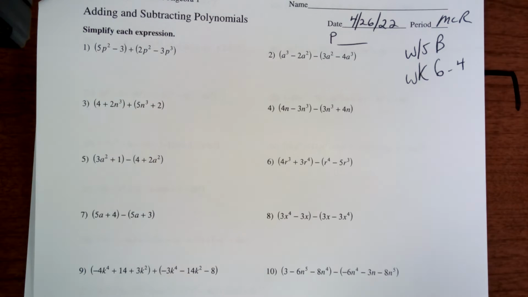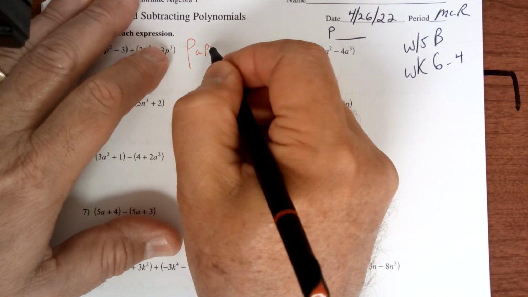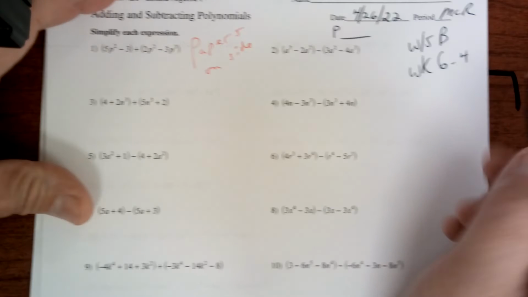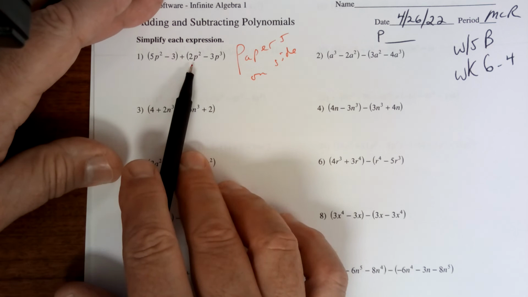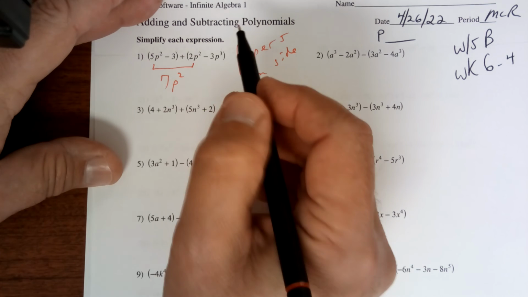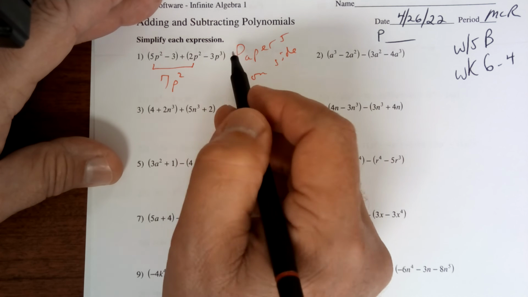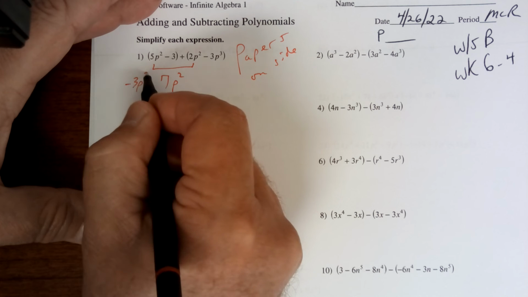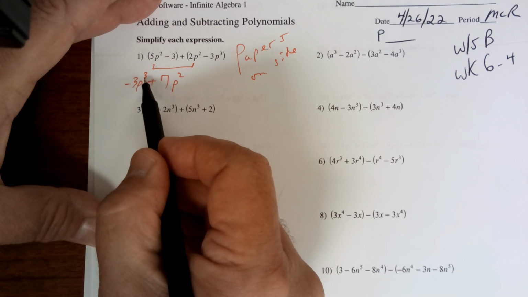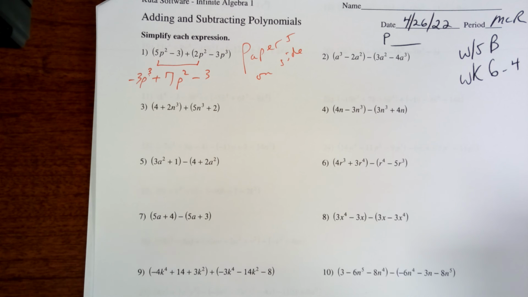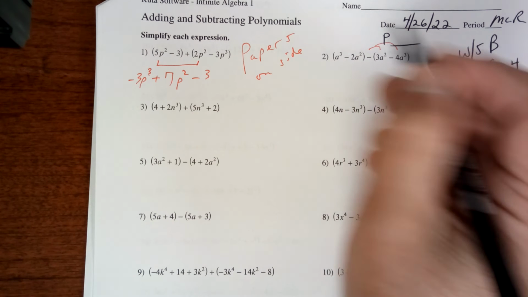Let's turn our attention to MCR. So the papers are on the side. Go ahead and help yourself. If it's a plus sign, you don't have to do anything but add it up. So this is going to be 7p squared minus 3p to the third, which should come first, to put it in the bigger exponent, and then minus 3. Now, if it's a negative, you have to distribute that negative. So be careful with the negatives.